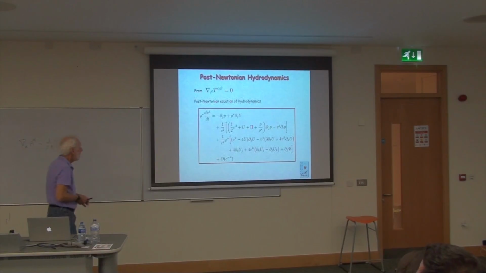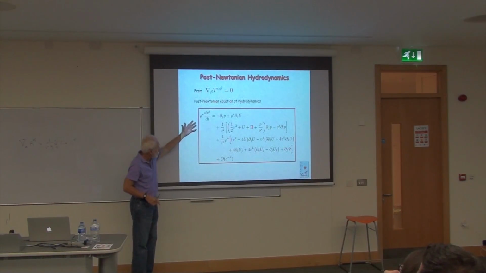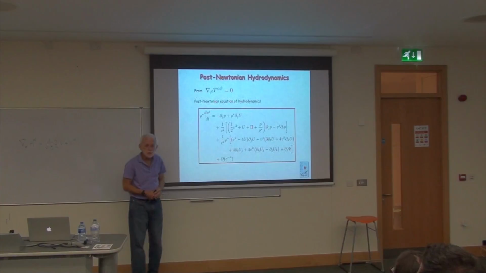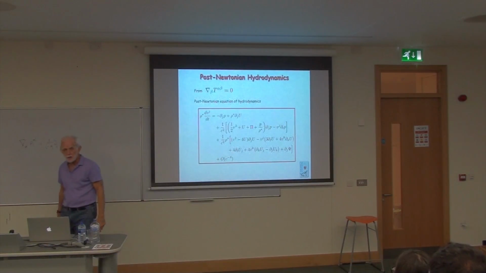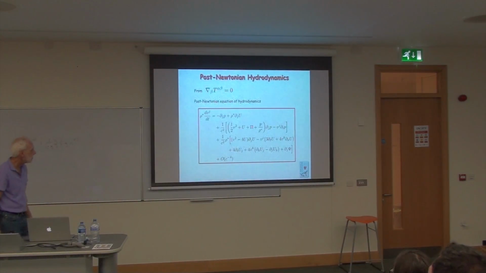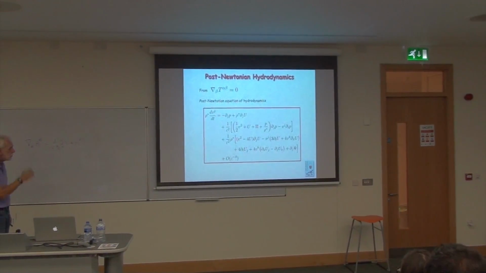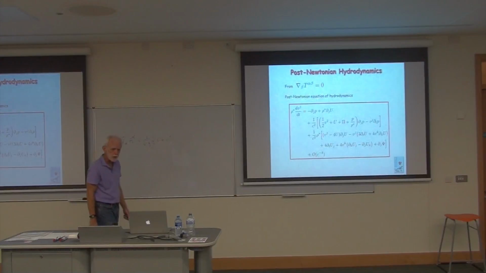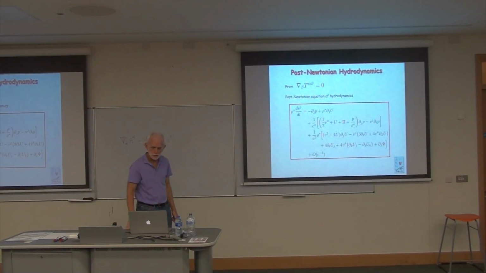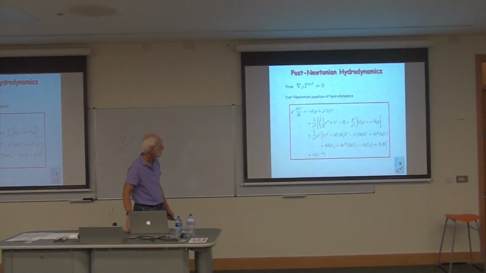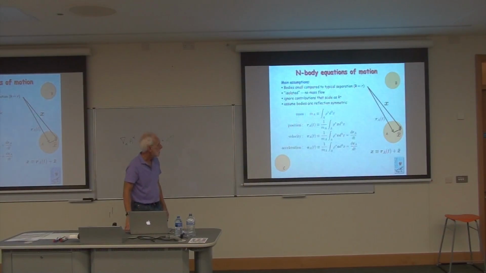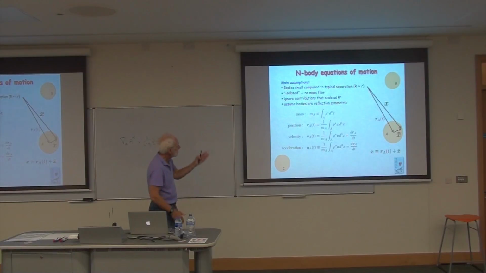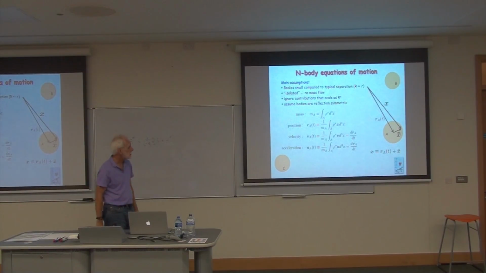Okay, so, for example, these equations could be used to describe the structure of stars or other bodies to first post-Newtonian order, and we'll also use them to work out the motion of isolated bodies and to get their equations of motion to first post-Newtonian order. So just as we did in Newtonian theory, let's think about the n-body equations of motion for isolated systems.